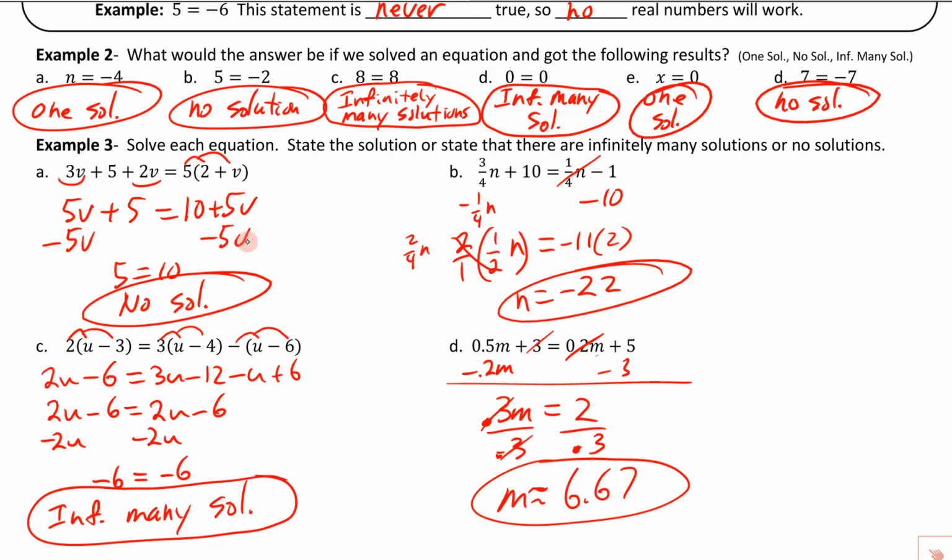Again, if the variable goes away and the two numbers don't equal each other, it's no solution. If the variable goes away and the two numbers do equal each other, then it's infinitely many solutions. Otherwise, it's just the normal rules for solving multi-step equations.